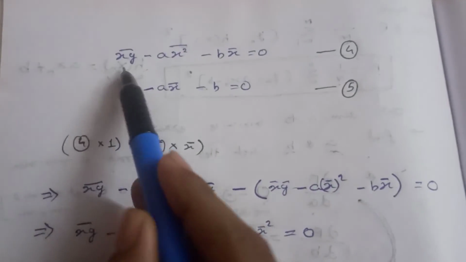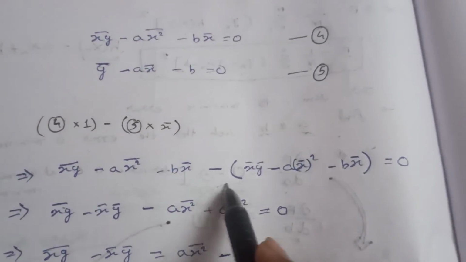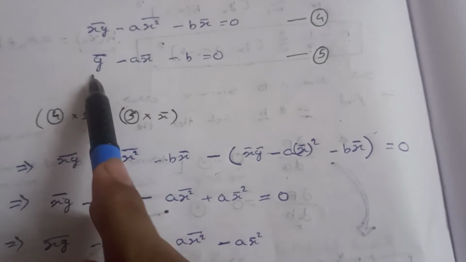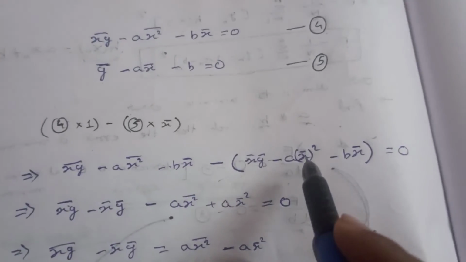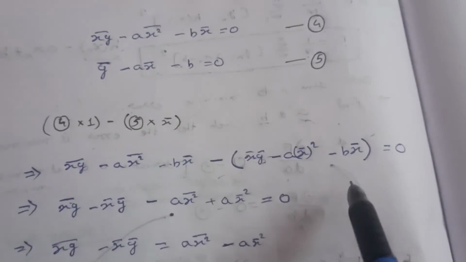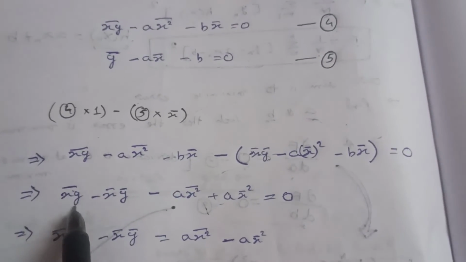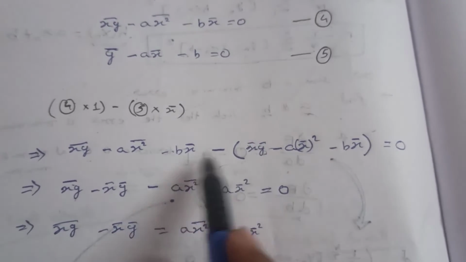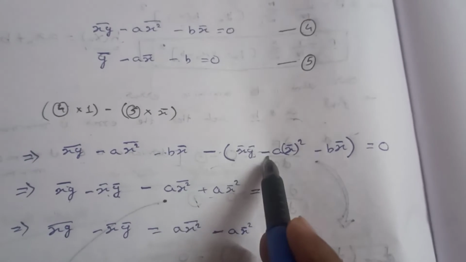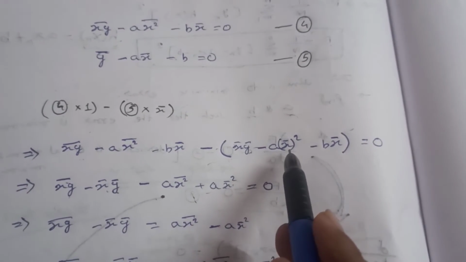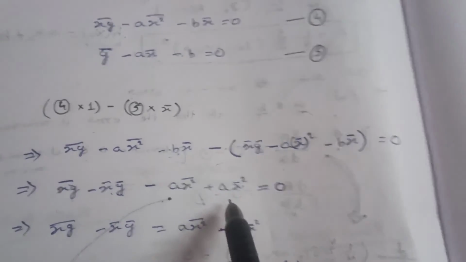We get xy bar minus ax square bar minus bx bar, minus, we are multiplying this also with x bar and then subtracting. So we have x bar y bar minus a x bar the whole square and minus b x bar, equals 0. So now let's see, we have xy bar minus x bar y bar, we have minus a x square bar plus a x bar the whole square, and this minus b x bar plus b x bar will get cancelled out, and it will be equal to 0.